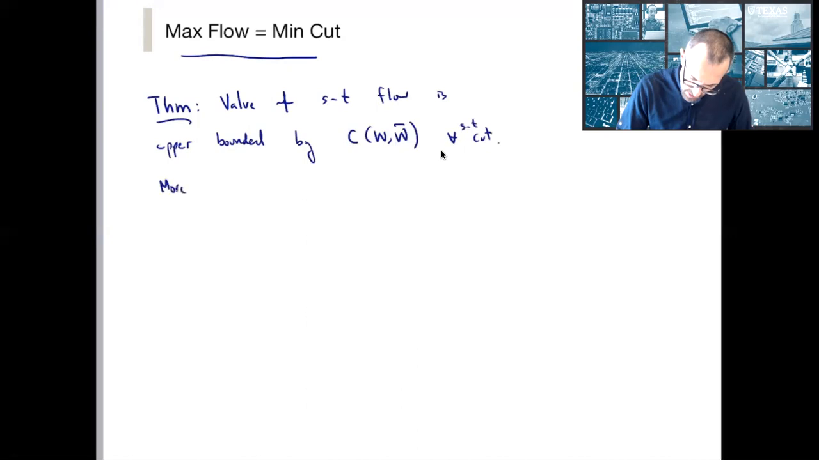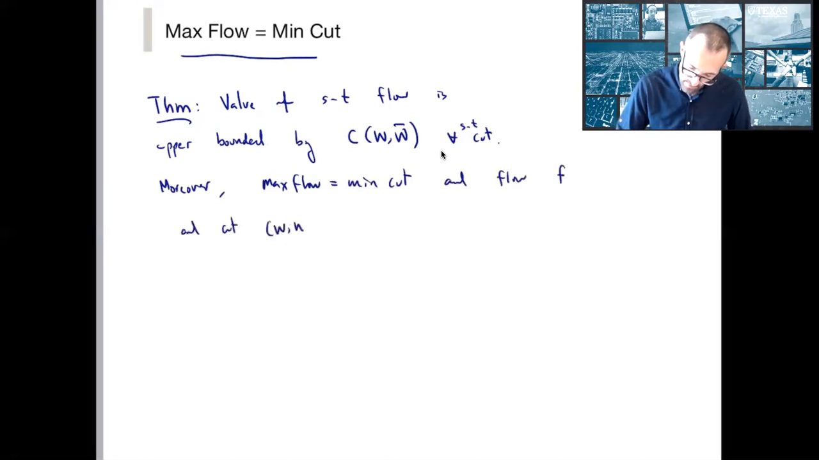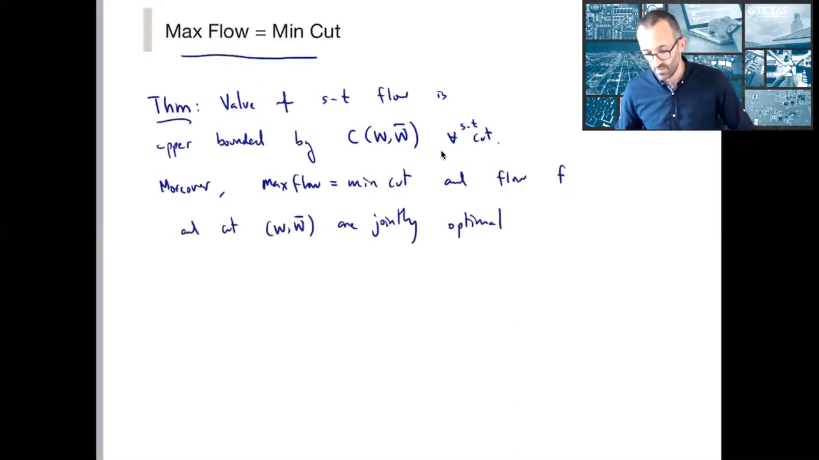And moreover, what strong duality tells us is that max flow equals the capacity of the smallest cut, and therefore the flow F and whatever cut we have are jointly optimal if and only if the cut and the flow satisfy complementary slackness. So part of the spirit of this class is that complementary slackness has nothing to do with combinatorial optimization, but we're going to get a structural understanding of what complementary slackness means for this combinatorial problem.